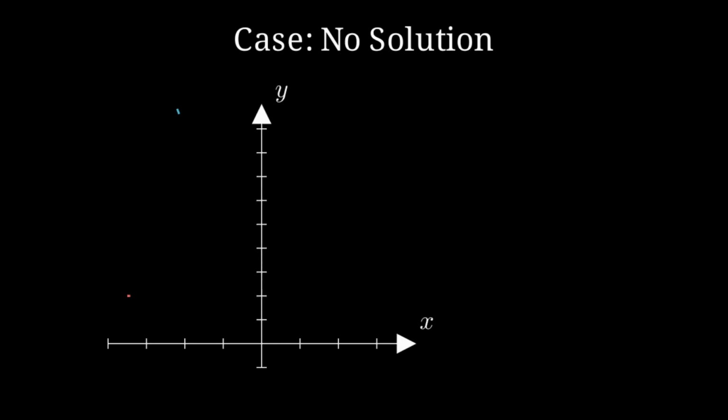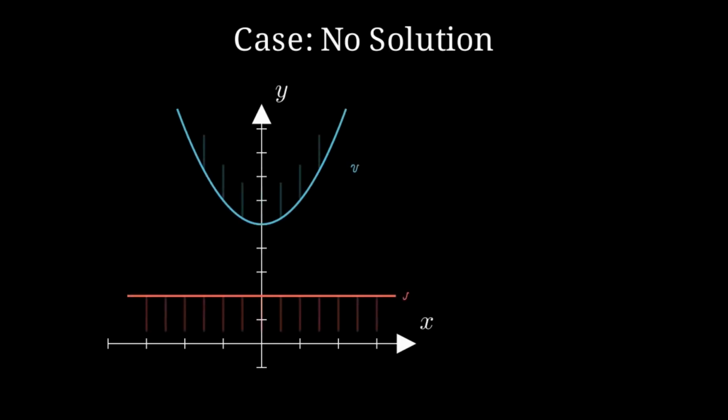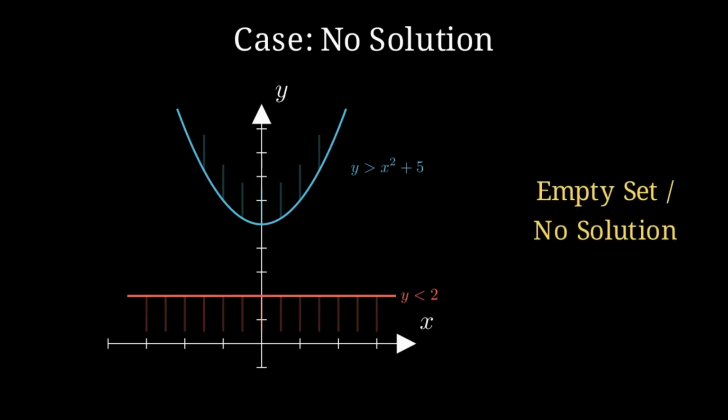It is possible for a system to have no solution. If the shaded regions do not overlap at any point, the intersection is the empty set. This means no single point can satisfy all the conditions of the system at once.